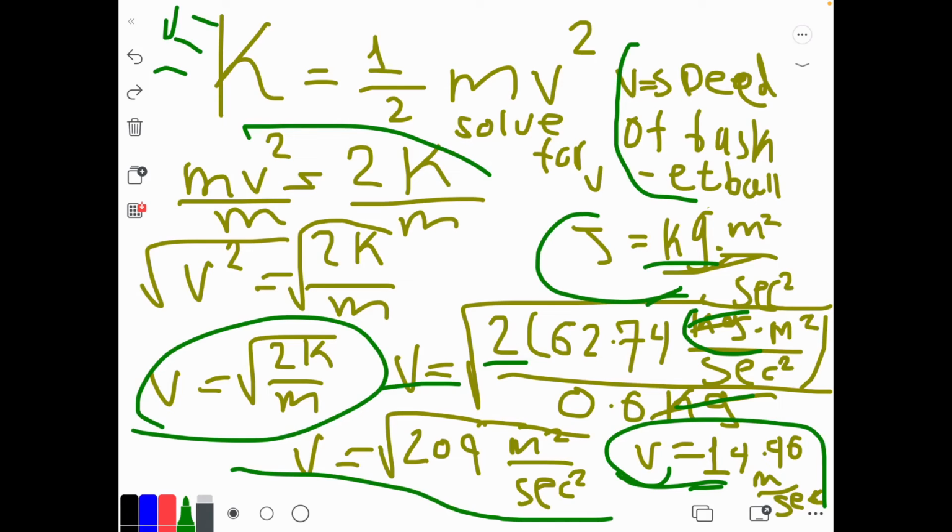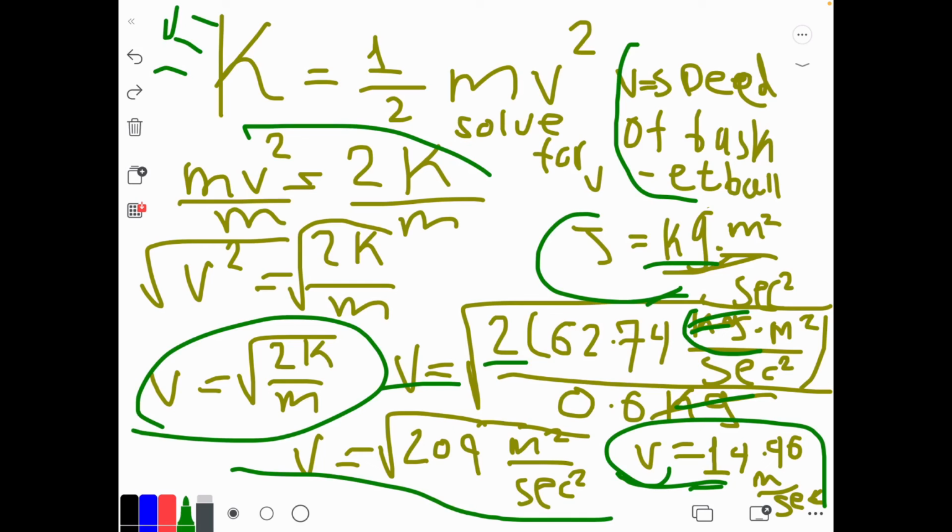In order to get V now, we're going to plug in all the numbers. 2 times 62.74 kilograms times meter squared per second squared, which is the kinetic energy from the potential energy, over 0.6 kilograms, and then the square root of the whole thing. We're going to get 209 when we calculate this, because our unit of kilogram is going to be canceled out through this algebra.